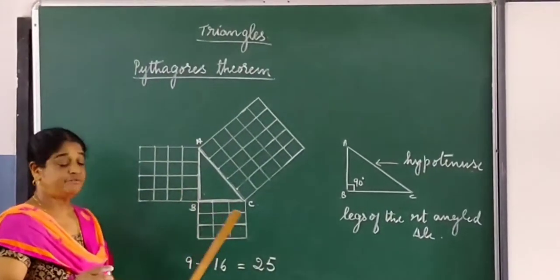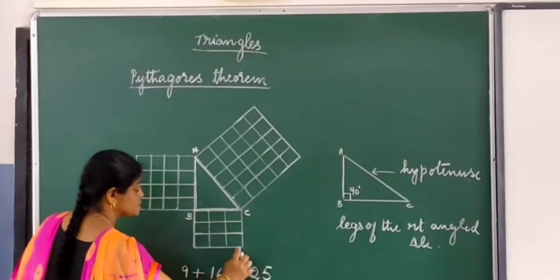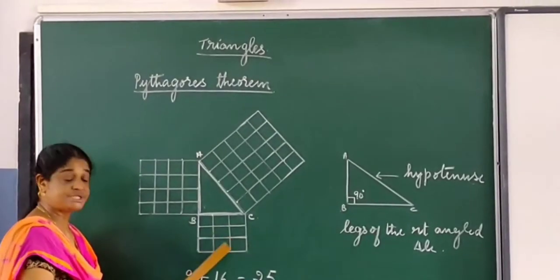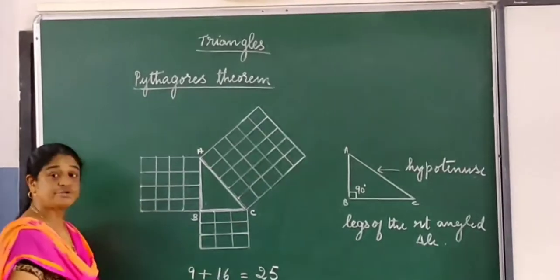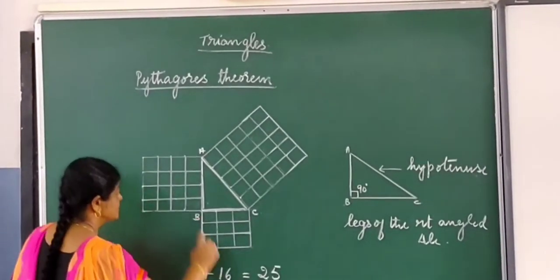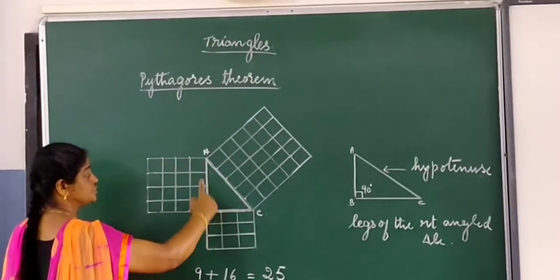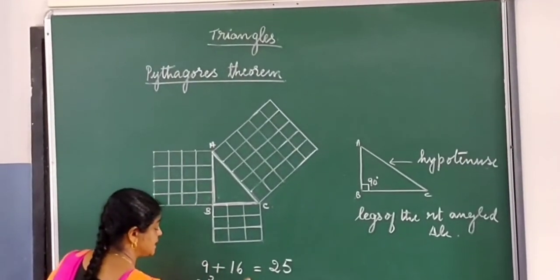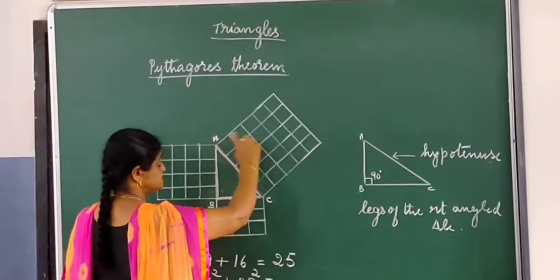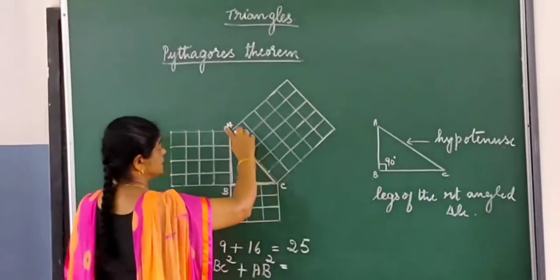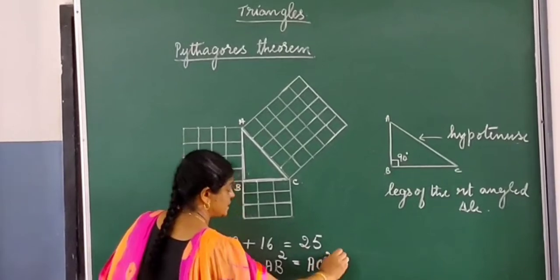So we'll see how to write the formula. Now this is 9, that is AB square. This is how we write BC square plus this square, that is AB square, the square on the other side, is equal to this, AC square. See, 25, this one, AC square. So it is AC square.